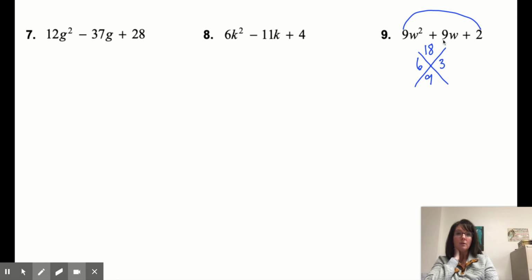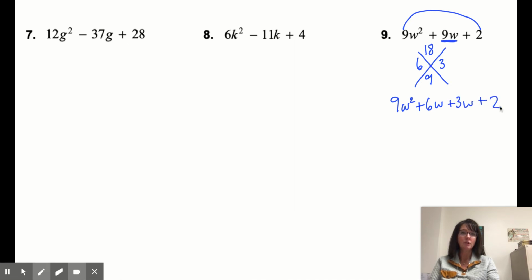Now what we're going to do is transform this middle term. We're going to rewrite the trinomial, so 9w squared, and now instead of the 9w, which is the sum of 6w plus 3w, I'm going to rewrite it as plus 6w plus 3w.